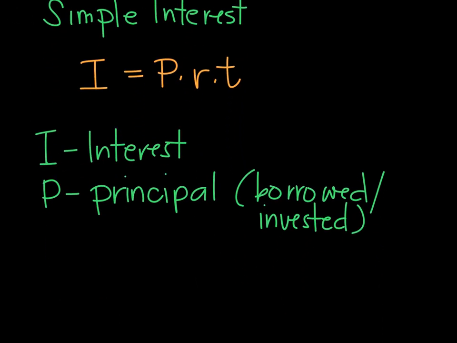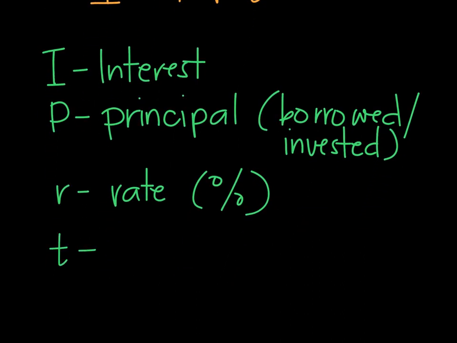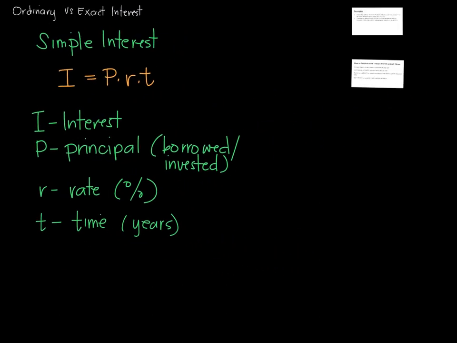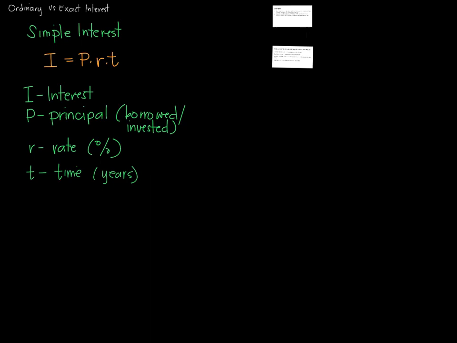And then the R is the rate, say like 5%, 7%, 8%, and so on. And T is the time. And this must be expressed in years. That's very important. Okay, so just a quick recall on how to find a simple interest.